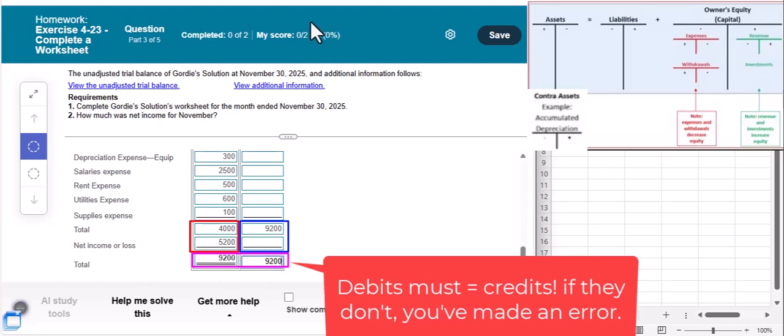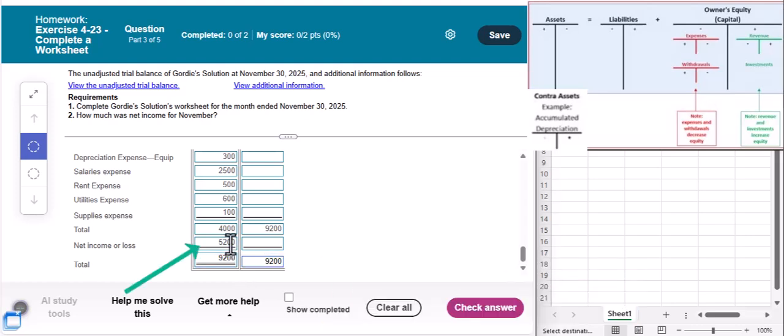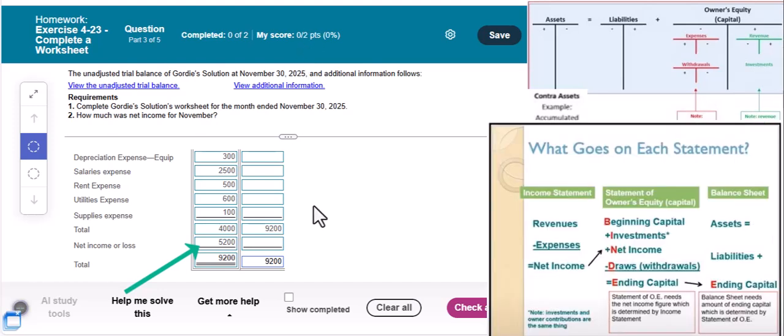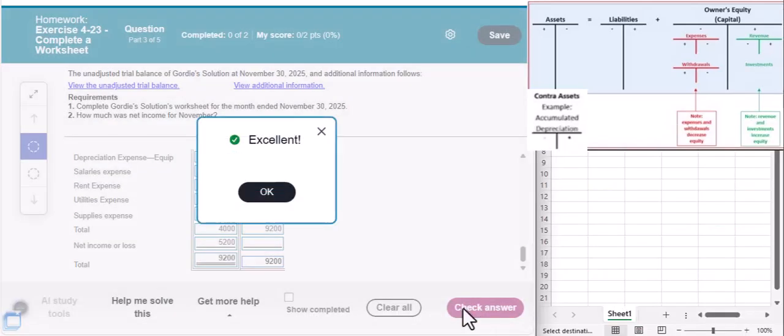So our goal at the very end here is to get both sets of columns to balance. So nice, this company has a net income of 5,200. So don't forget your financial statement formulas. Revenues minus expenses equals net income, and our two sets of columns balance. So that is good. And we will check our answer. Excellent. Okay.